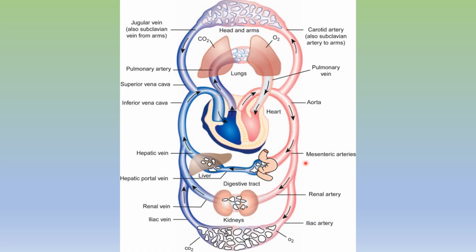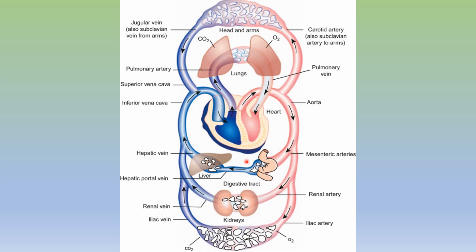If it's going to the kidneys, it's the renal artery. Over here it's not indicated, but if it's going to the liver, it's the hepatic artery. When it's returning, it's going to return from the liver as the hepatic vein, from the lungs, pulmonary vein, from the kidneys, renal vein.